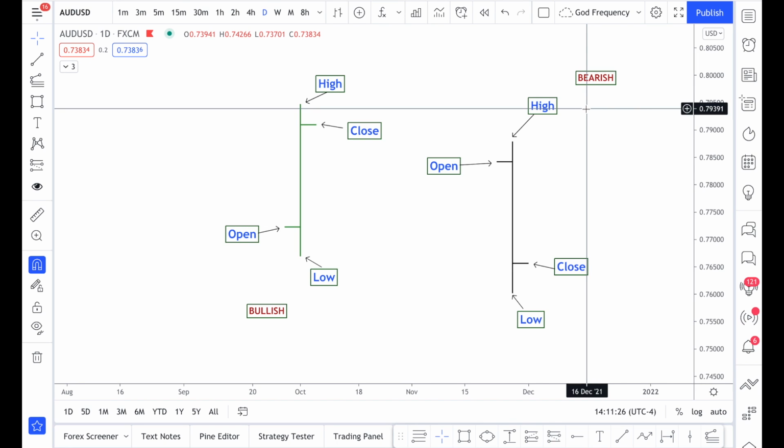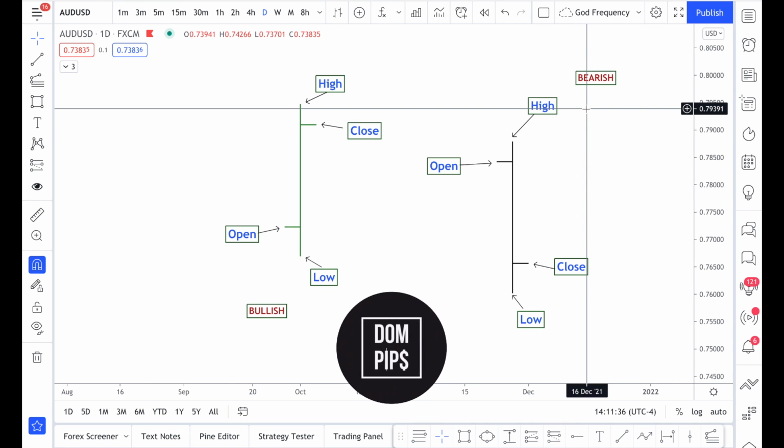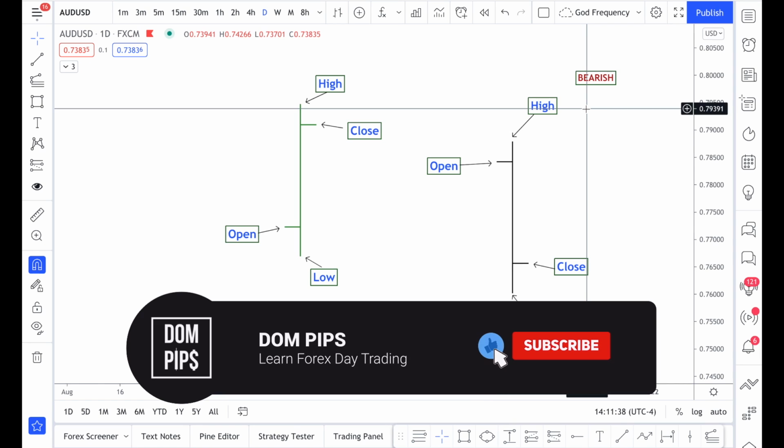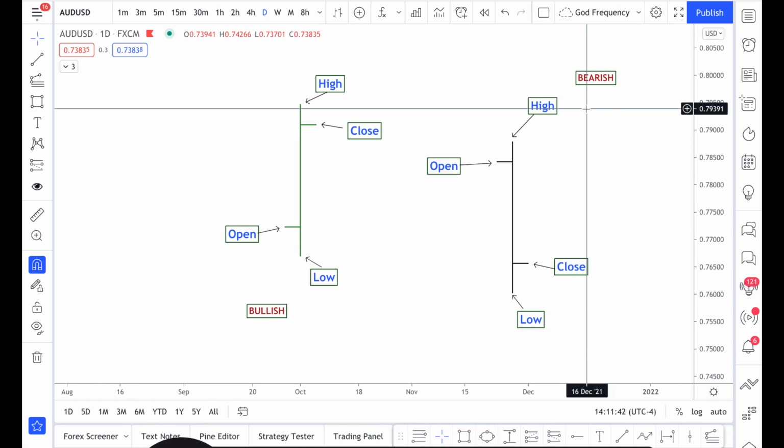So in today's video, I want to give you a very overlooked, simple approach in how to read price by means of bars, and how you can translate reading bar charts into the Japanese candlesticks. All right, so without further ado, let's jump straight into it.